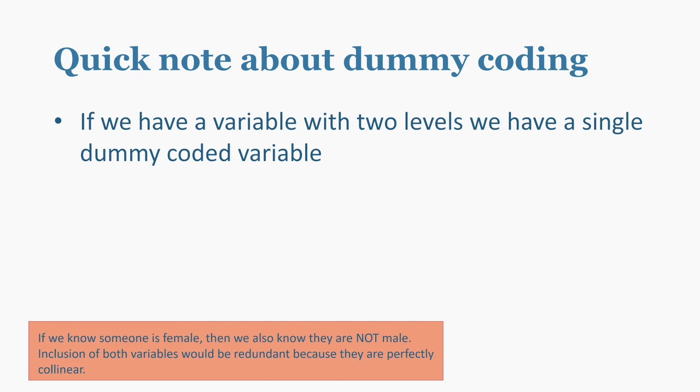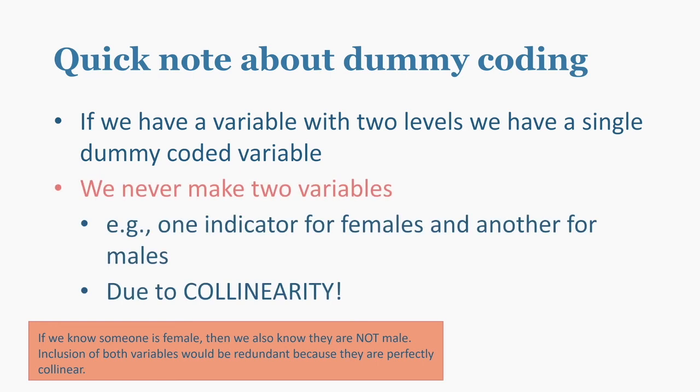Okay, so let's return to the point about why we need to have a reference group. It's important to understand that when you have a two-level categorical variable like biological sex, you only need one dummy-coded variable. If you do make two, this will actually cause an error in R due to what is called a singularity. A singularity occurs when you have perfect collinearity, or variables that have a correlation of exactly 1. But why does this happen?